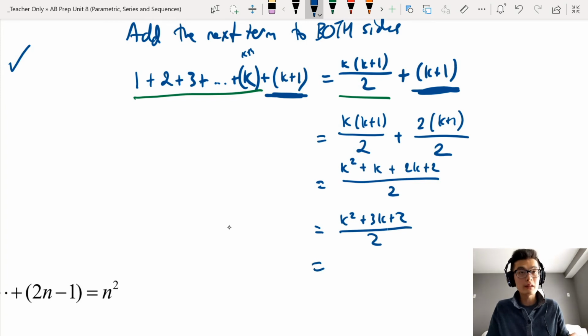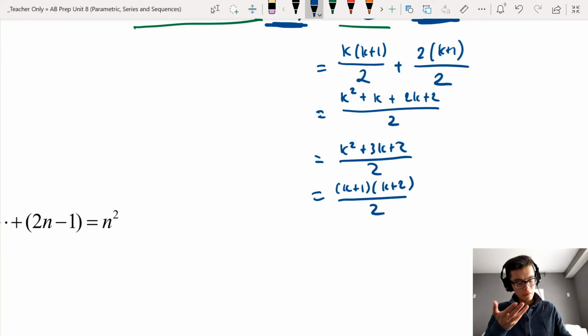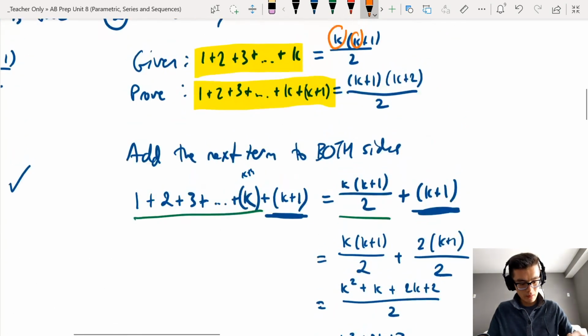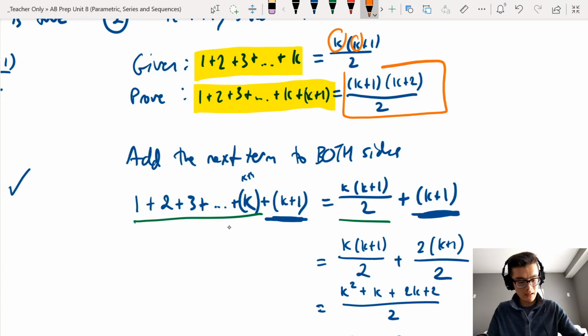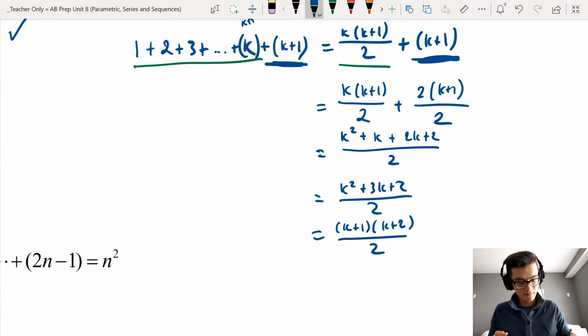And I can realize that, oh, I can factor this. We get k plus 1 times k plus 2, all divided by 2. Oh, looks like we can't do anything else. Let's go back for a second. Does that match exactly what we wanted to prove? Bingo. Good to go. And so, as some of you may remember, this means proof complete.